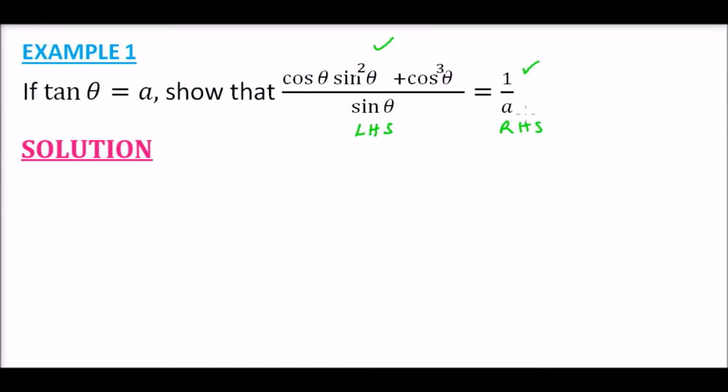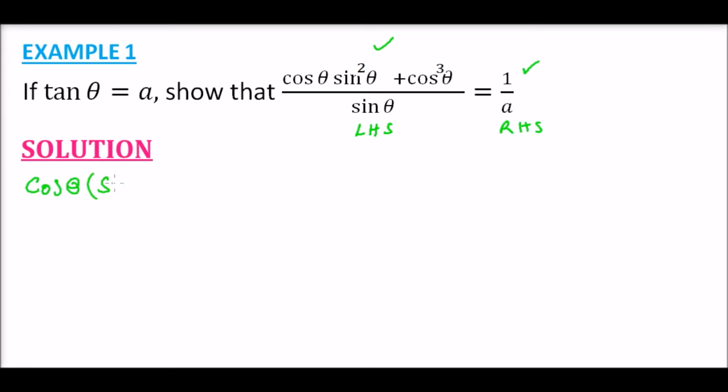Again, it is important to note that it is easier for you to simplify the left hand side to get to the right hand side, rather than expanding the right hand side to get to the left hand side. So you always check which side is easier to simplify. So we are going to simplify the left hand side. Here we have cosine theta, and here we have cosine cubed. So we can factor out cos theta.